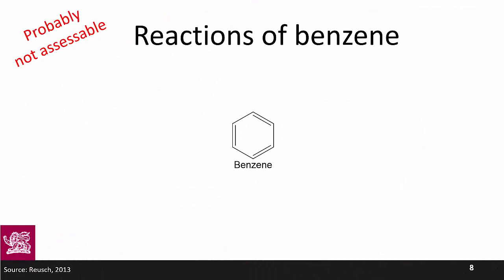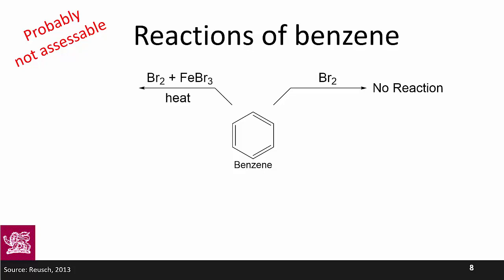It's really unlikely to come up, but we could talk briefly about the reactions of benzene. From our understanding of hydrocarbons, we know that when double bonds are present, we have an unsaturated molecule, and that's going to react rapidly with bromine water. Benzene does not react rapidly with bromine. If we wish a reaction with bromine to occur, then we need to add an iron 3 catalyst and heat it. The molecule that we get is bromobenzene, which is the result of a single substitution reaction.